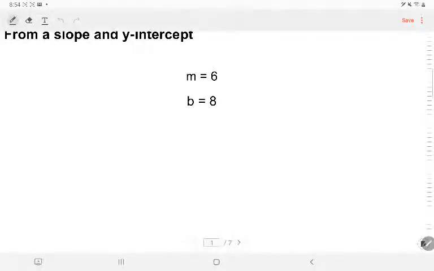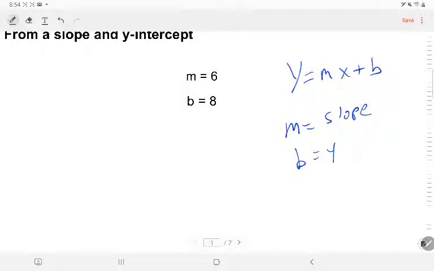Okay, so we're going to have a little more practice on writing linear equations. For each problem, we are to write an equation in slope-intercept form. We can do that from a slope and a y-intercept. Remember that slope-intercept form is y equals mx plus b, where m equals the slope and b equals the y-intercept.